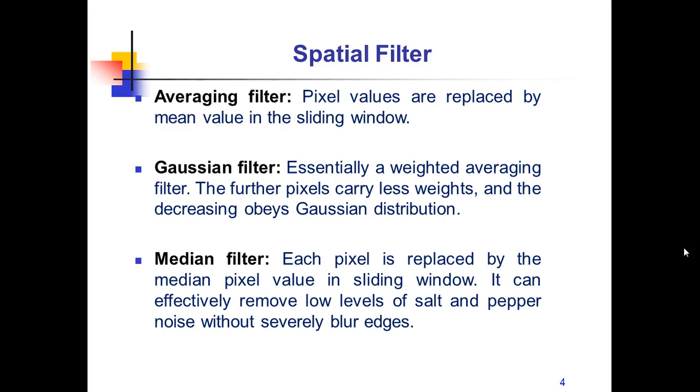The third type is median filter. Each pixel is replaced by the median pixel value in the sliding window, and this can effectively remove low levels of salt and pepper noise without severely blurring edges. On the other hand, the first 2 types of filters can blur the edges and small details.